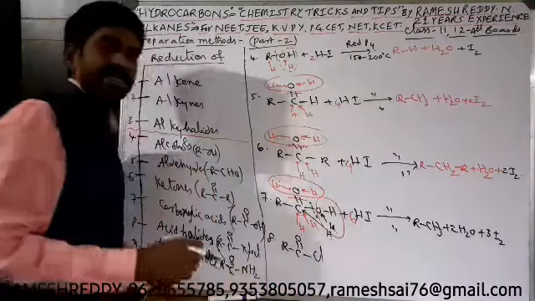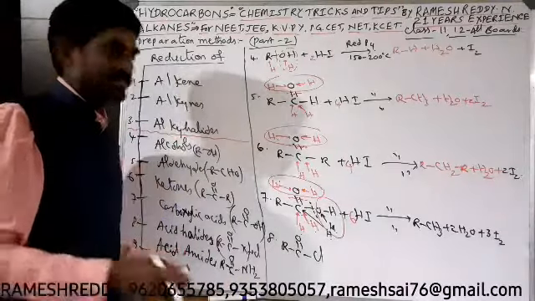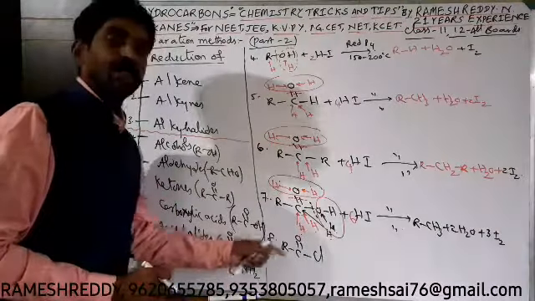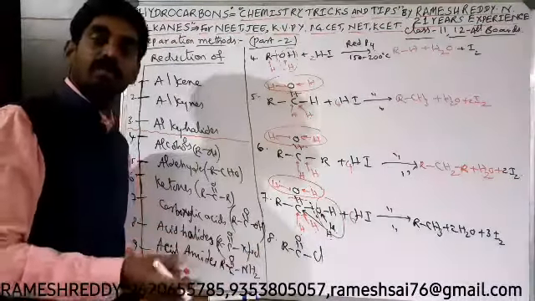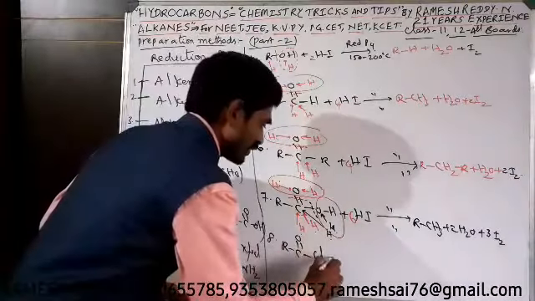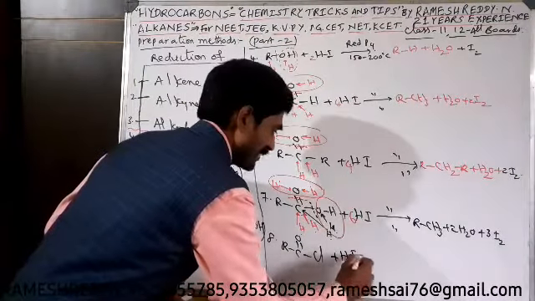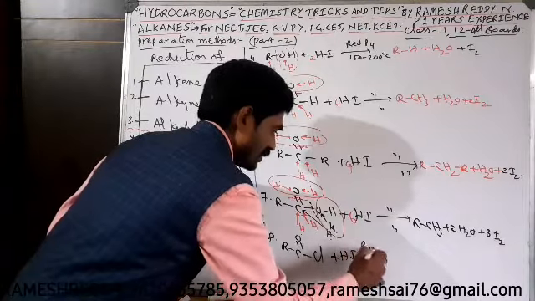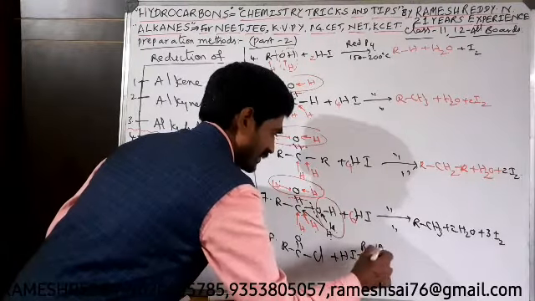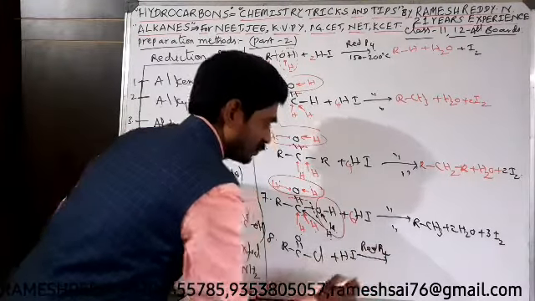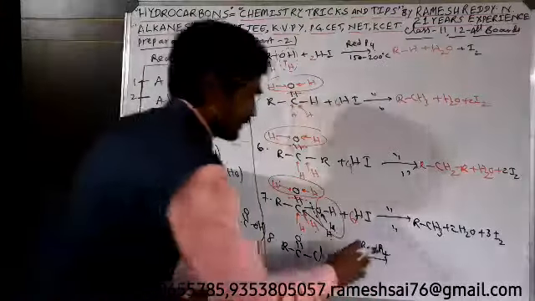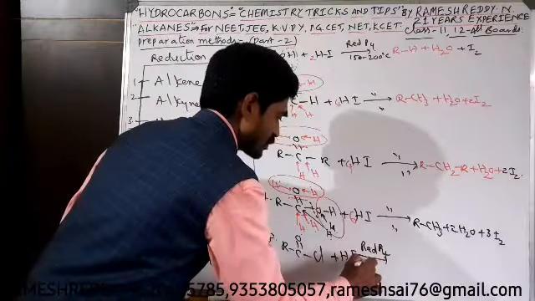The formula is RCOX, where X will be chlorine, bromine, or iodine. We will take chlorine, so the acid chloride is RCOCl. It also undergoes reduction by the use of HI and red phosphorus under the same conditions, that is 150 degrees Celsius to 200 degrees Celsius temperature.